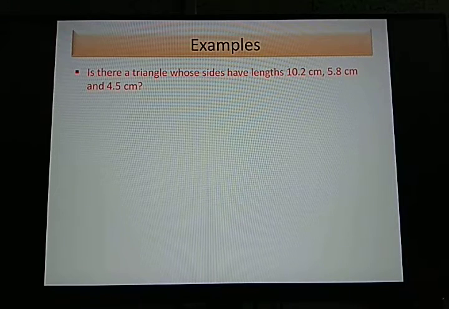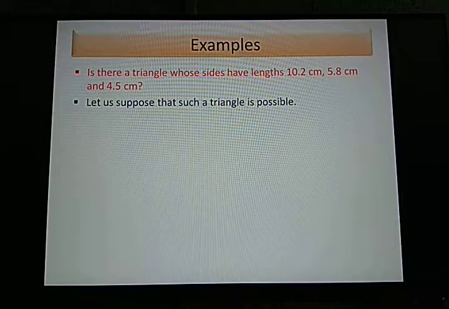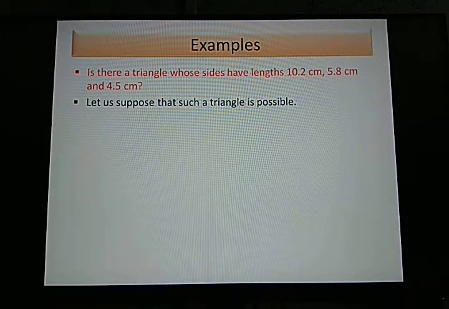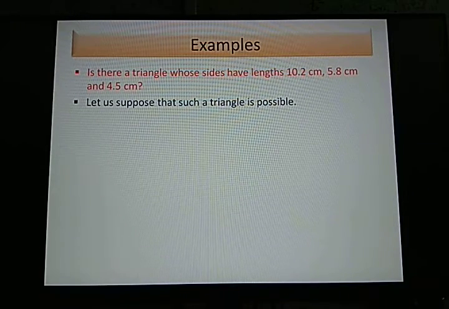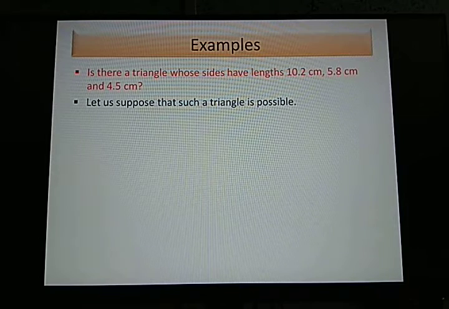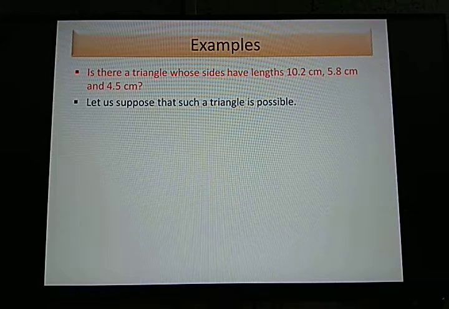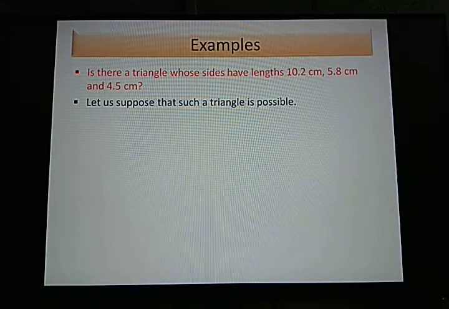So for that we have to suppose that the triangle is possible. So we have assumed that yes, such a triangle can be made. But how to check whether we can make it or not? That's very simple. We just need to find the sum or the difference of the lengths. So let us go with the easy one, that is the sum of the lengths.